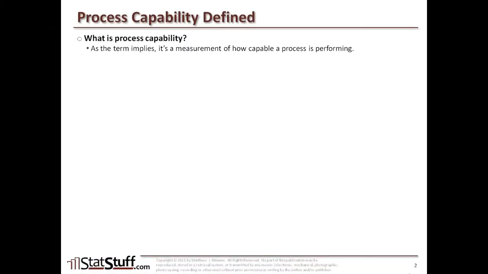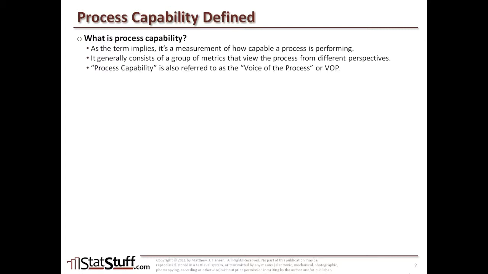Well, as you might guess by the term, process capability refers to the measurement of how capable our process is at performing, and generally consists of a group of metrics that we'll use to view the process from different perspectives. So when we say process capability, it's also referred to as the voice of the process, or VOP. Now that term VOP is in contrast to VOC, which stands for voice of the customer and reflects the customer's requirements and expectations of the process.